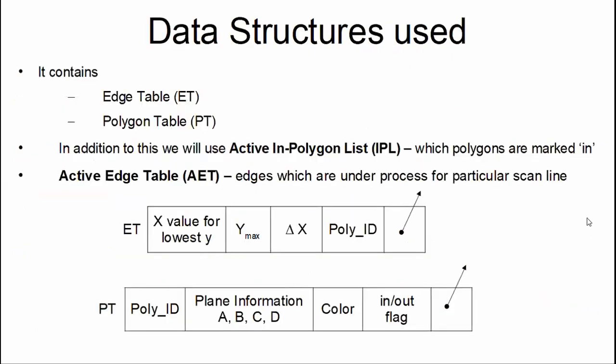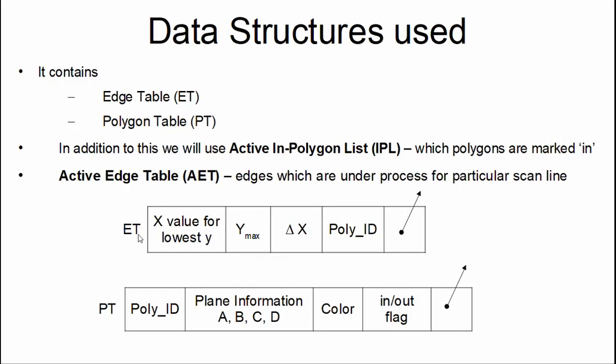Now, while implementing this, these are the following data structures we need to use. Again, we have seen this type of data structures in the case of the scan line polygon filling algorithm. We have seen the algorithm for scan line polygon filling. There also we had used this edge table and the polygon table. Suppose the edge table is represented by ET and polygon table by PT. So the edge table contains some values. First is what? X value for the lowest y.